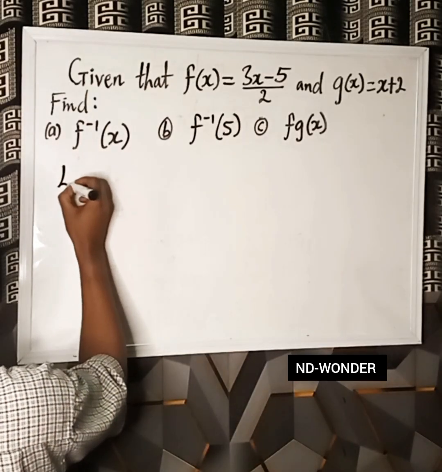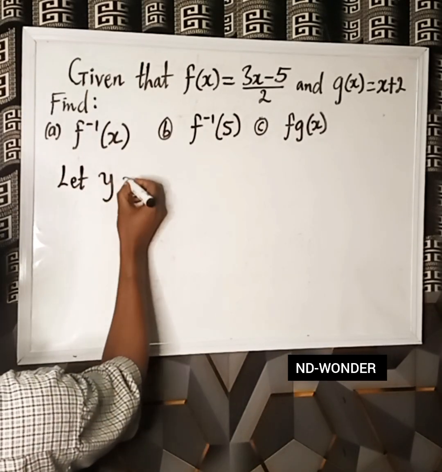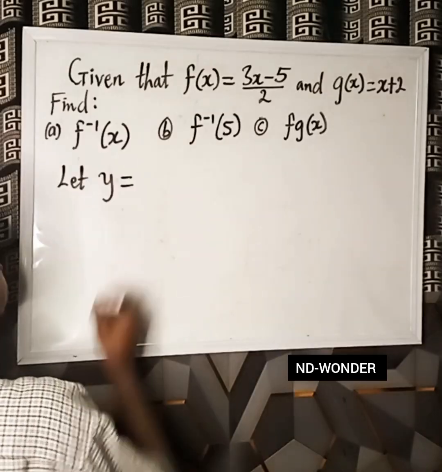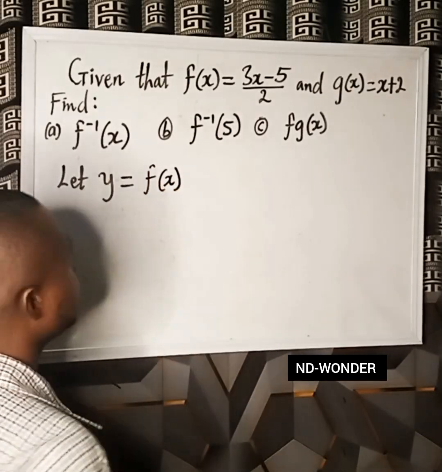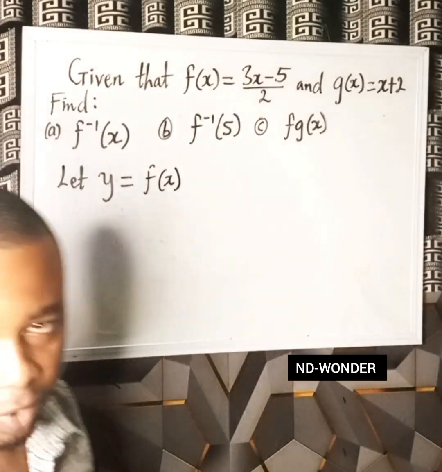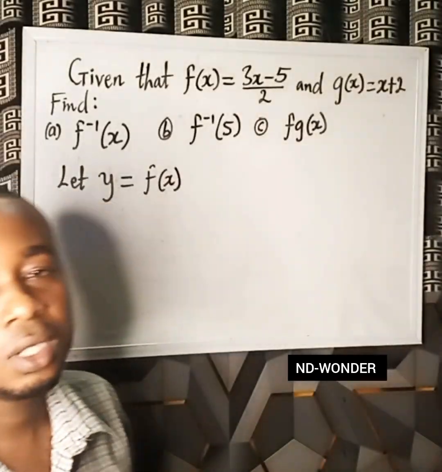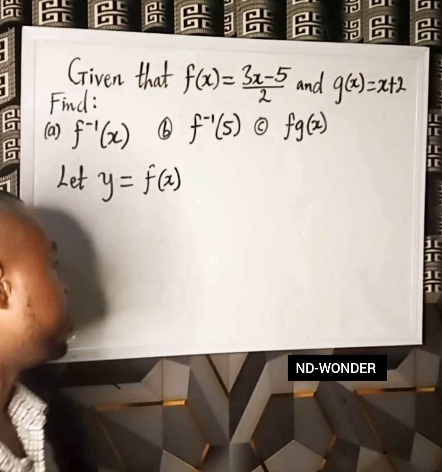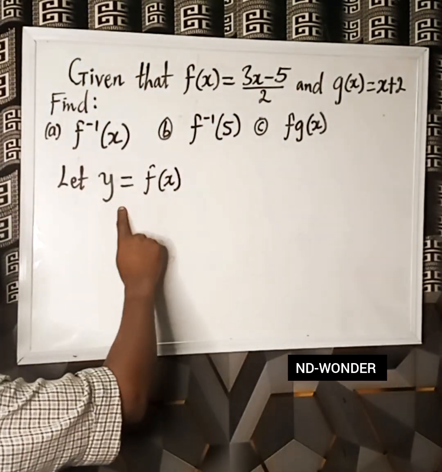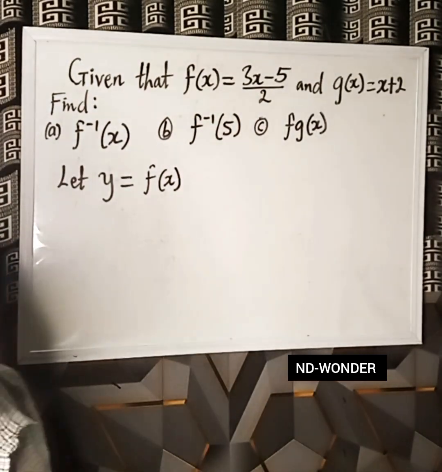Say let y be equal to f of x. Why is this so? We are looking for the inverse of f of x. So if that should be the case, we need to denote our f of x using y.